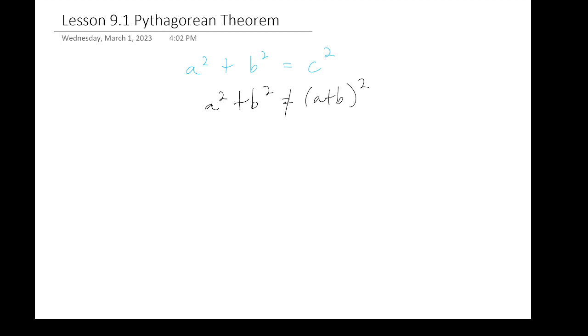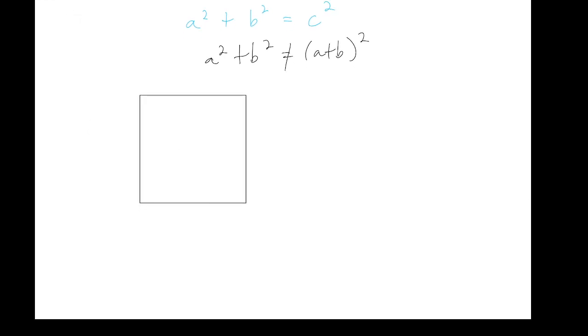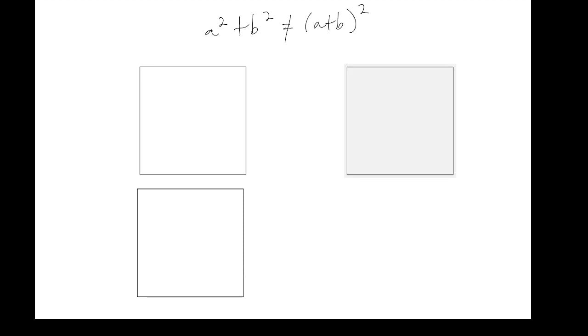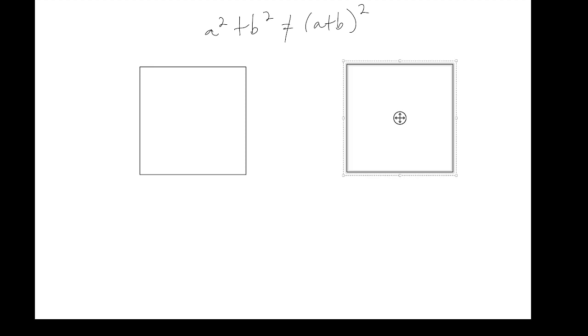So, going to do a little combo graphical and algebraic proof with you guys right now. We're going to take two squares side by side. First and foremost, we have figure 1.